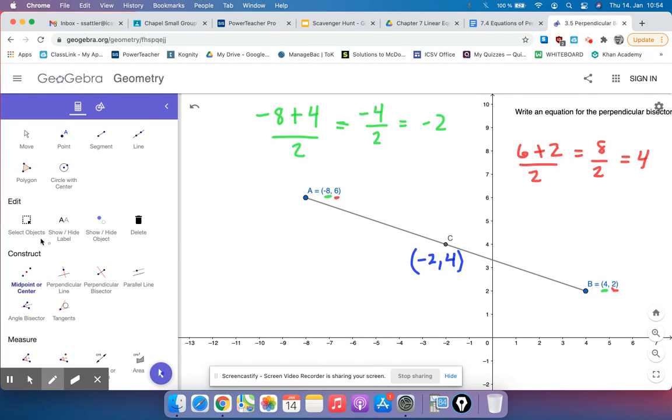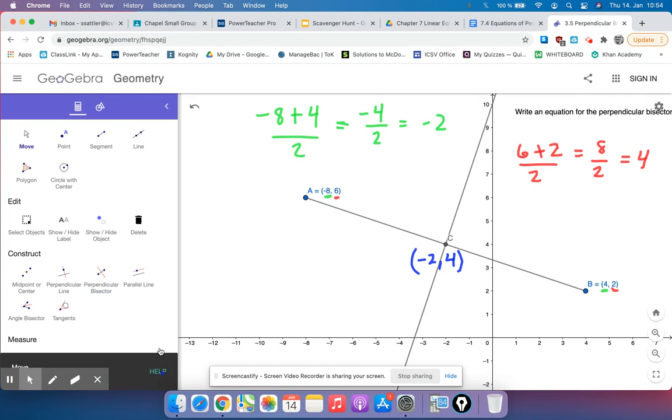Next step, we can construct the perpendicular bisector right here. I just click on the line and it makes it for me. Now we want to know what is the equation for that line, and we want to get it by hand. I mean, we can see visually right here the y-intercept is 10, and so we would just need to calculate the slope of that line. However, if you can't see the line, then we would first need to calculate the slope of the segment that we're given.